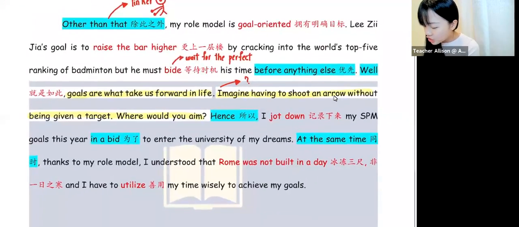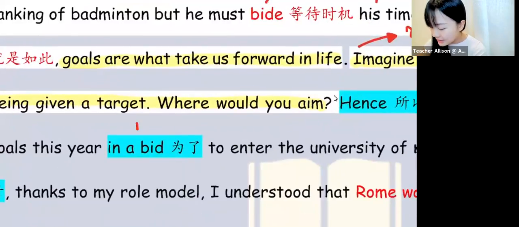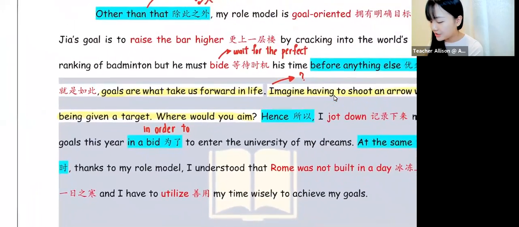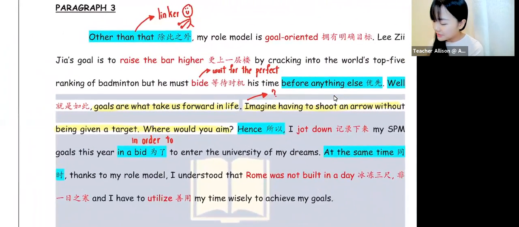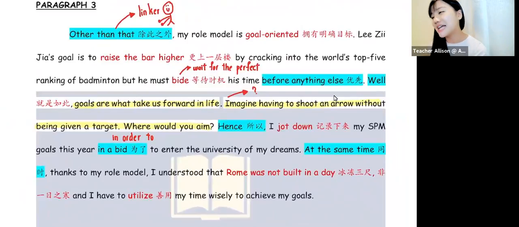Hence, I jot down my SPM goals this year in order to, or maybe you can use another better linker, in order to, or perhaps you can use in a bid to enter the university of my dreams. So guys, you can also comment down below, what is your dream university? You want to enter Sunway Uni, Taylor Uni, Harvard? The sky's the limit. If you set your heart on entering this uni, if you are goal-oriented, you work towards your goal, nothing is impossible.